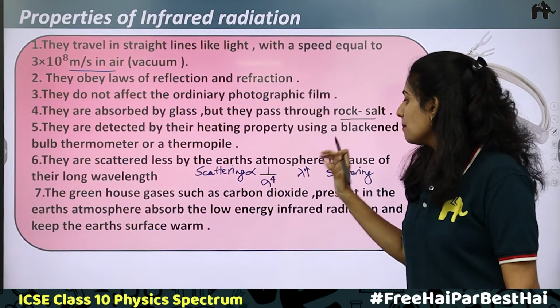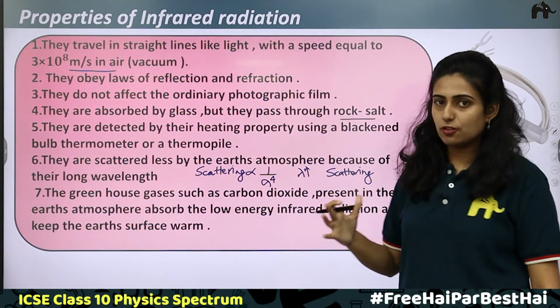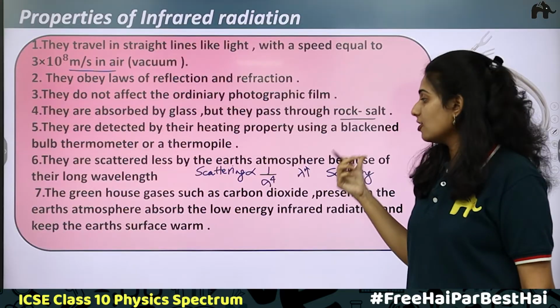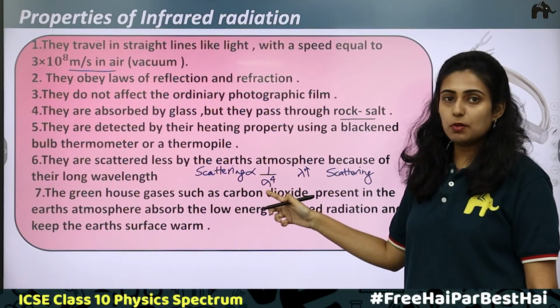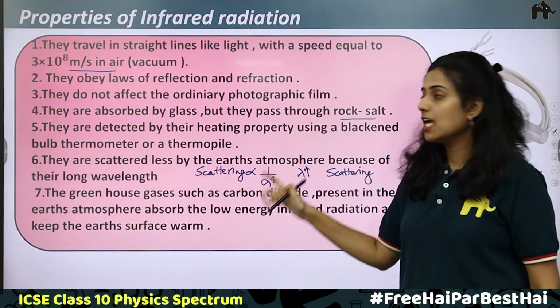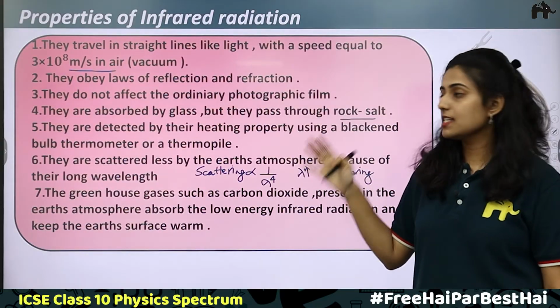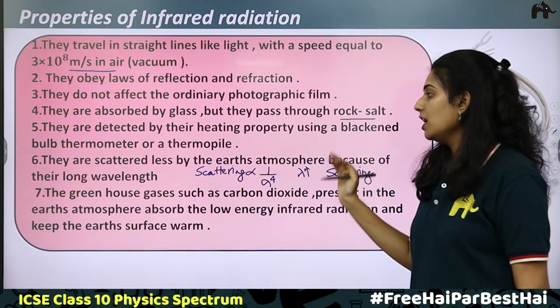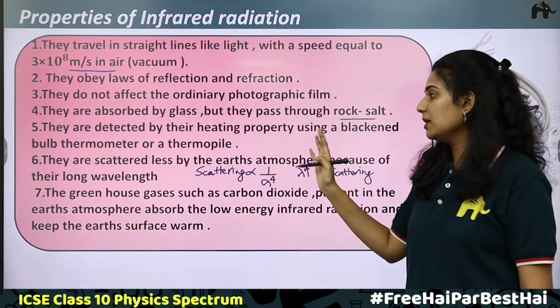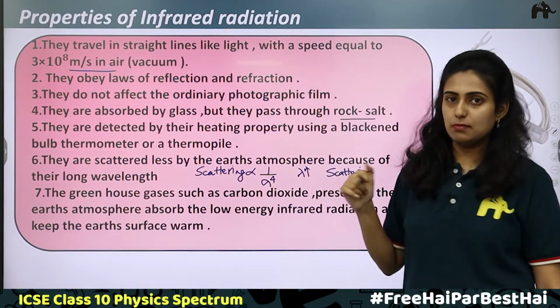Okay, so they can pass even through the mist and fogs. They don't get scattered. What is the reason? Because scattering is inversely proportional to the fourth power of wavelength. When wavelength increases, what is happening? Scattering will decrease. Okay, due to their long wavelength, they can be visible in fogs and in mist.